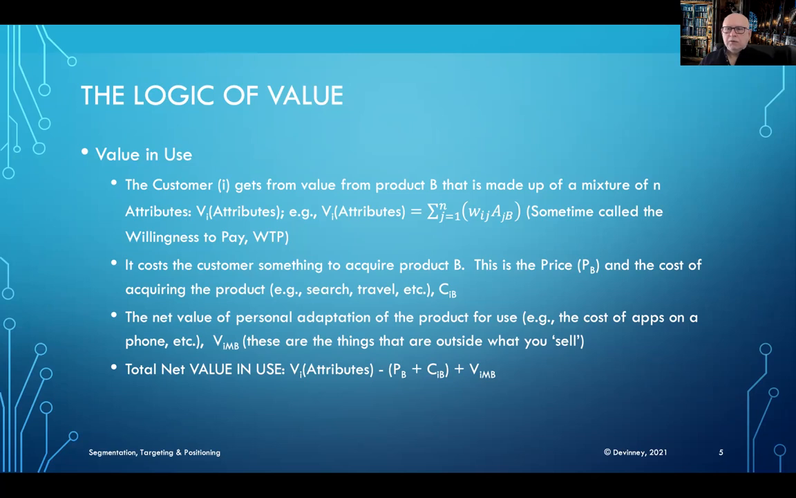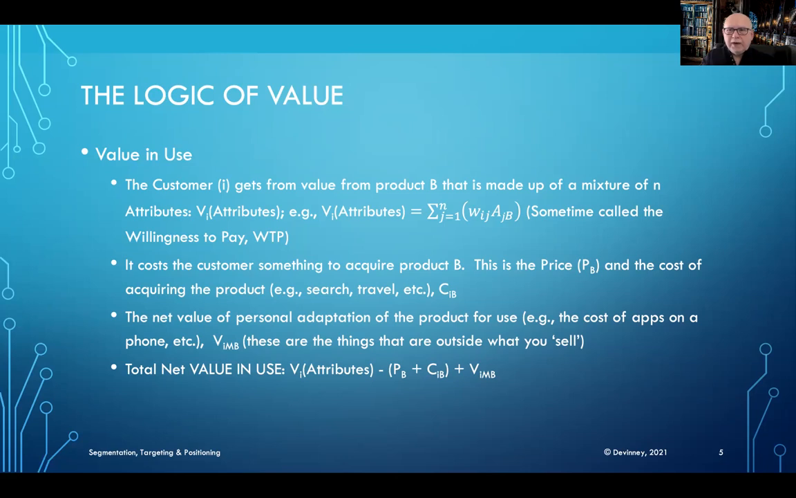Well, what does that do? Well, it means that the net value the customer gets is lower. But if the price was actually very close to the value of those attributes, then effectively the price has to go down. If the cost of acquiring goes up and the price goes up, there will be many consumers for which this value is negative. And if this value here isn't sufficiently positive, then the consumers exit the market.